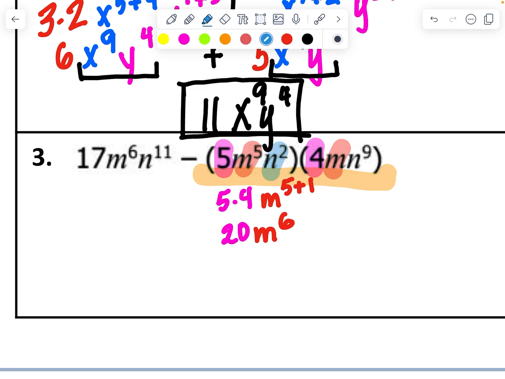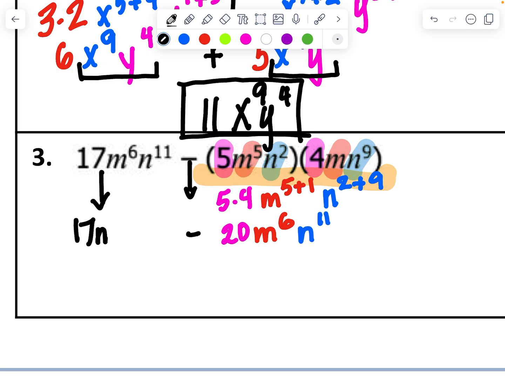And then lastly, I've got n's. 2 n's in the first group plus 9 in the second group. That gives me 11 n's. Okay, let's bring down everything we haven't used yet. This minus sign and this 17m6n11. Oops.